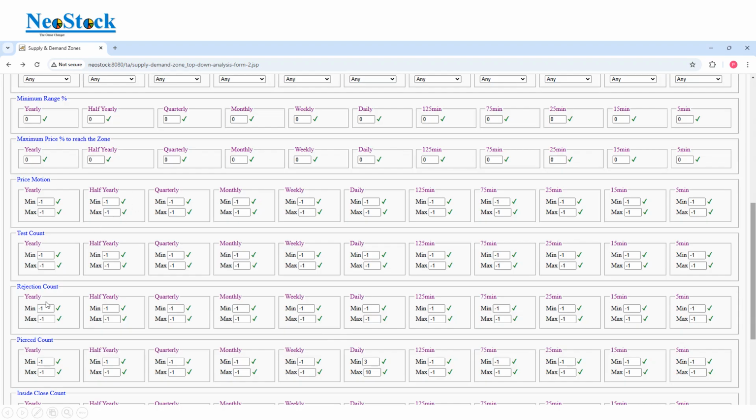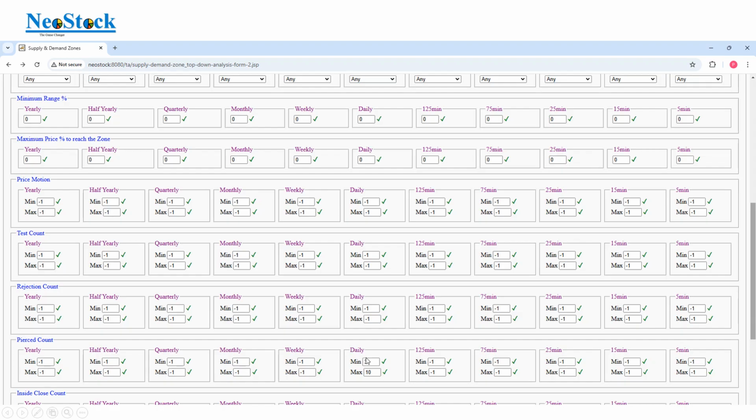Okay, while scanning, you have a pierced count. Are you seeing this pierced count? I am moving my mouse here. So here, at the daily time frame, all these days we are setting minimum value 0, maximum value 0. But today, here what do I set? In this example, I am showing you minimum value 3. That means a minimum of 3 tests should be there on that zone. Which test? Pierced count should be 3 times.